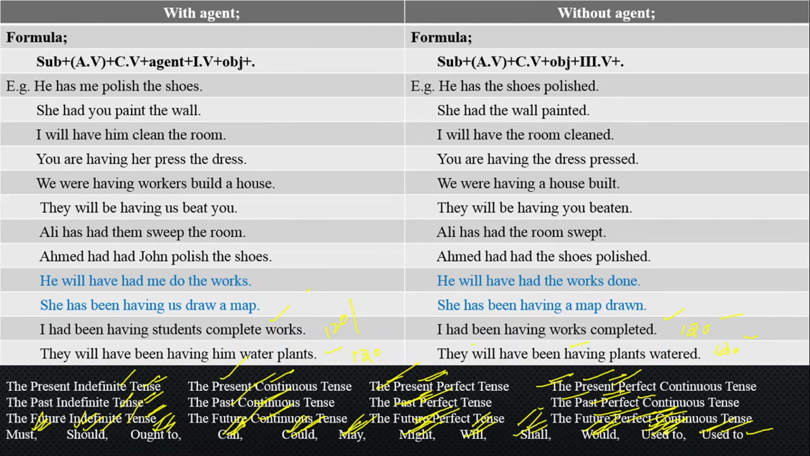They used to have the plants watered. They did not use to have the plants watered. Did they use to have the plants watered? Did they not use to have the plants watered? Didn't they use to have the plants watered?